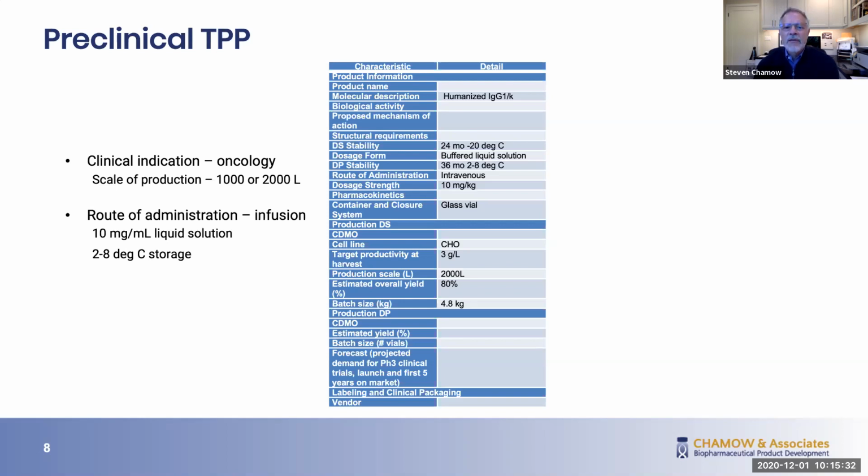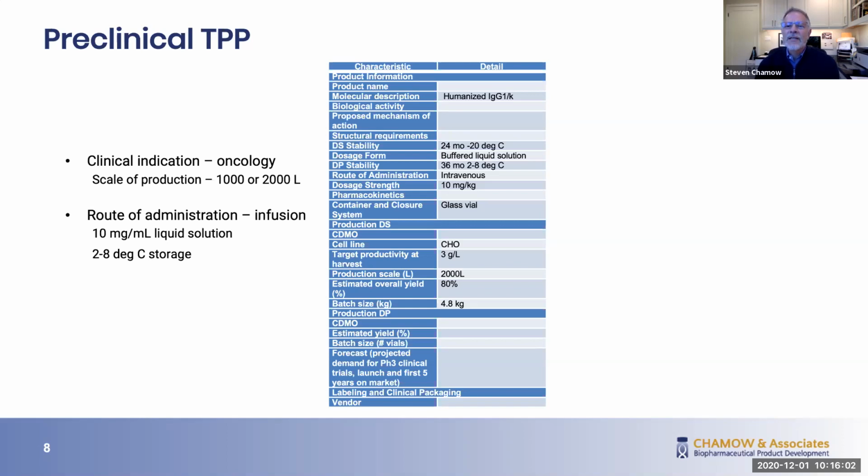We have here the molecular description as a humanized IgG1 kappa, the drug substance stability, 24 months at minus 20 degrees C. The dosage form is a buffered liquid solution. A TPP like this can be completed without knowing a lot about the product. And it's a living document, so we revise the TPP as we learn more about the product itself.